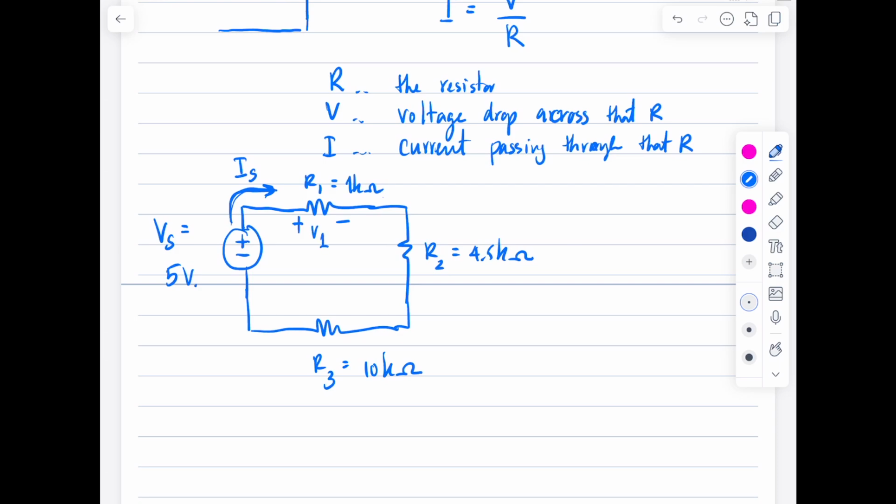Then the current continues to flow, still IS, right? Pass through R2, result in a voltage drop, right? The polarity is that the current enters the positive side. Again here, IS flows, and there will be a voltage drop V3, and then it goes back, completing the circuit.